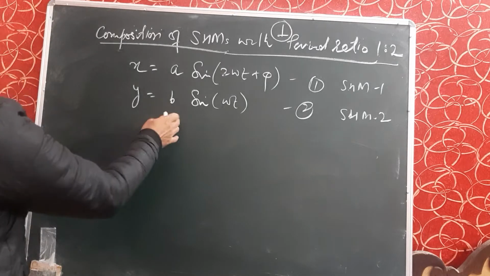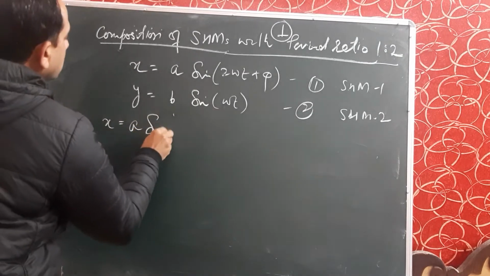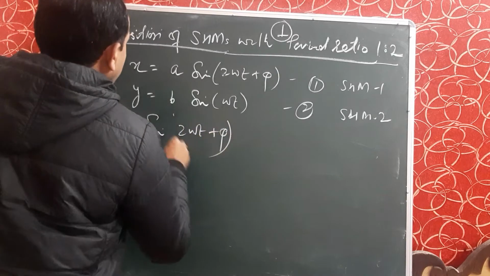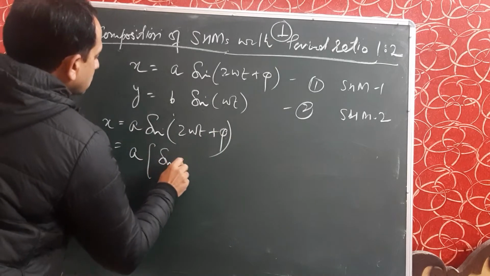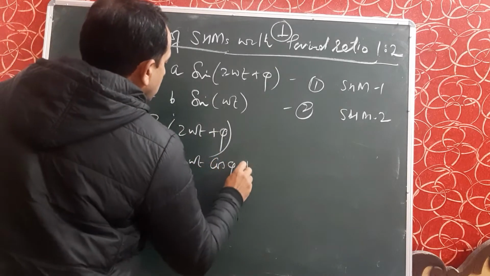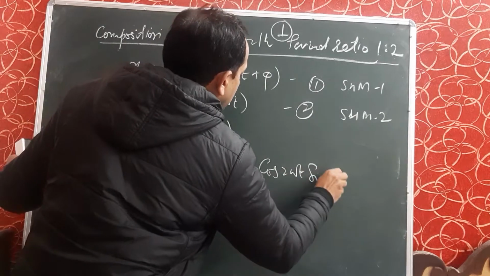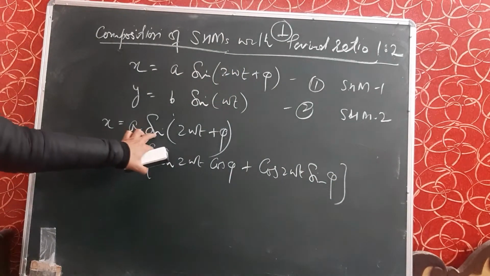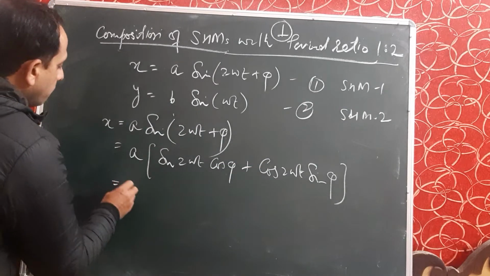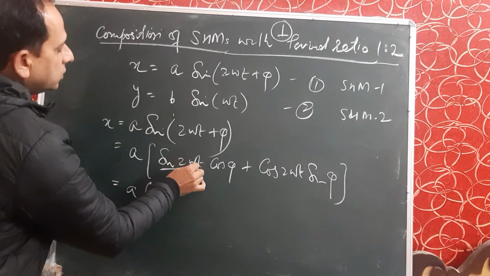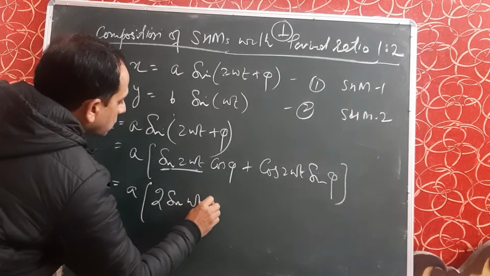First we will solve the first equation, x is equal to a sine(2 omega t plus phi). This may be written using sine(A plus B), which is sine A cos B plus cos A sine B, so with 2 omega t and phi. Further, sine 2 theta is 2 sine omega t cos omega t.